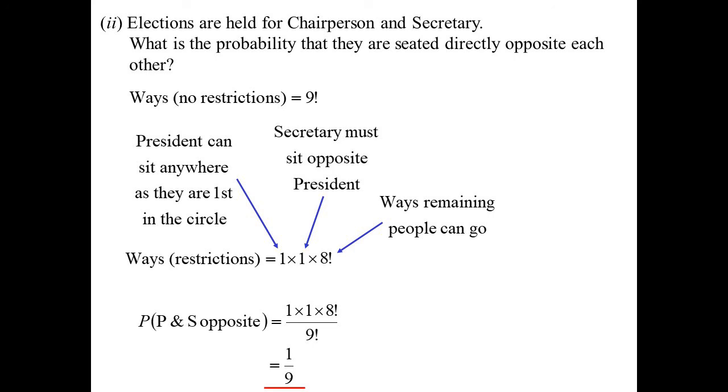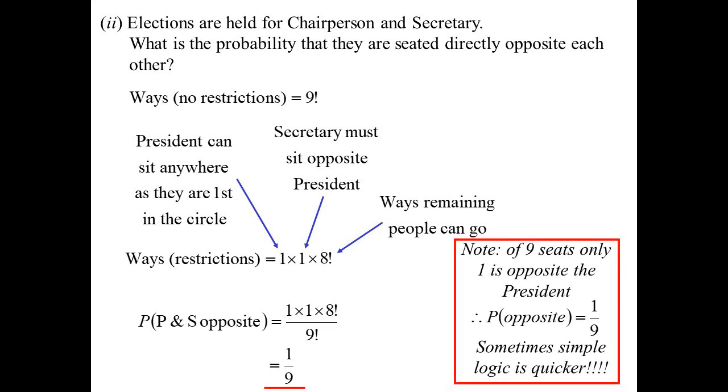Of course, simple logic sometimes works out better. Think about it. Chance for the secretary being opposite the president. Well, there's only going to be one seat opposite from the president out of the 9 other seats. So there's a 1 in 9 chance that they sit across. So sometimes these questions, you can work them out a lot quicker with just logic.